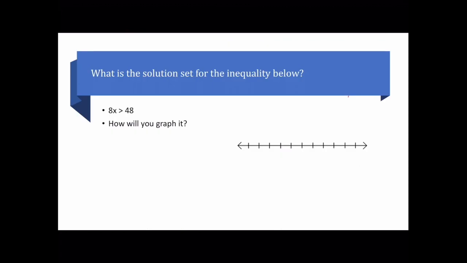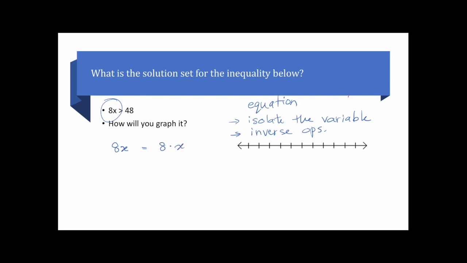The question asks, what is the solution set for the inequality below? 8x is greater than 48. So we're going to treat this inequality like an equation and do the same steps that we do to solve an equation, which is isolate the variable and do the inverse operation. So let's identify what operation is happening at 8x. I think that's 8 times x, it's multiplication.